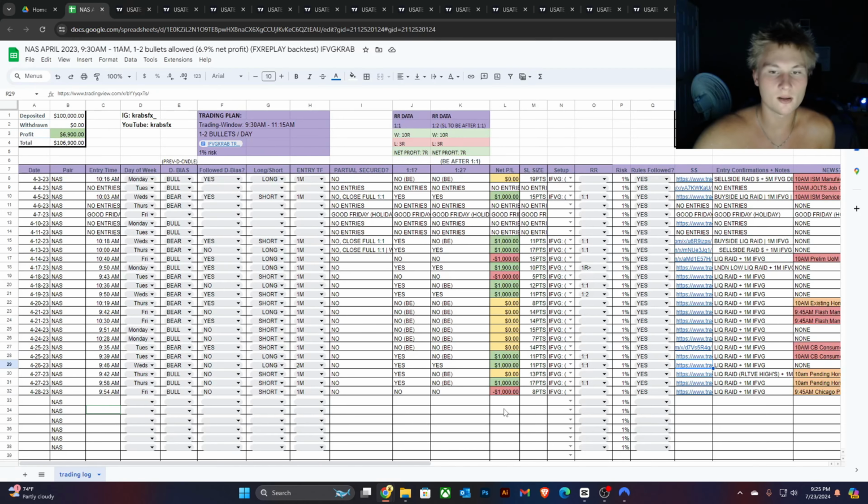But in this data, I was pretty much just closing at 1-to-1, or almost 1-to-2. Just taking what the market gave me. Right here, we're going to go over, let's see this break even here.